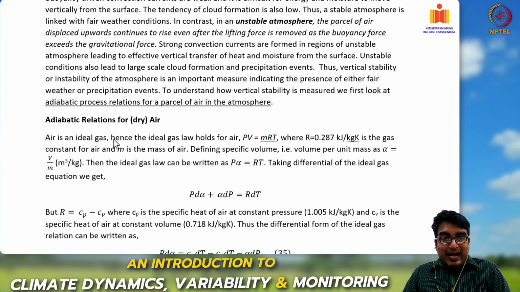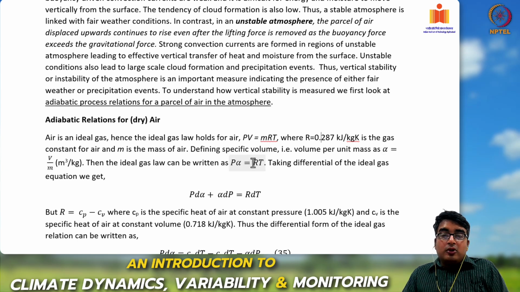Now, air is of course an ideal gas, and hence for ideal gas we have the ideal gas relation of PV equals mRT, where R is the gas constant for air, which is 0.287 kilojoules per kg Kelvin. Okay. Now, instead of density, it is better to define the inverse of density, which is called the specific volume alpha, as volume by mass. So it's meter cube per kg. So density is mass per unit volume. Specific volume is volume per unit mass, which is inverse of density. So this unit we call alpha.